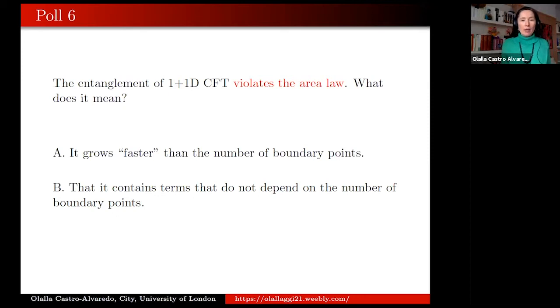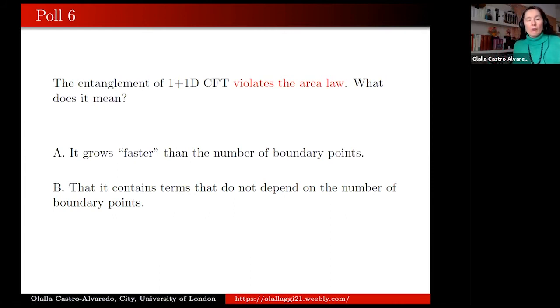So that means I was quite good at cooking up these answers, because, yeah, it is A, actually. A is the correct answer. So it grows faster than the number of boundary points. What does it mean, faster? I put it in quotation marks because, faster in what variable? It grows faster in the sense that it grows with the length of the region. So in gapped systems, the entanglement of a large region doesn't grow with the length of the region, it tends to a constant. And that constant is multiplied by the number of boundary points. And so the only way that constant might increase is by increasing the number of boundary points. In that sense, there is an area law.